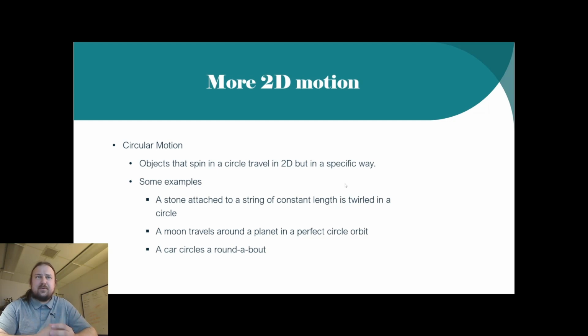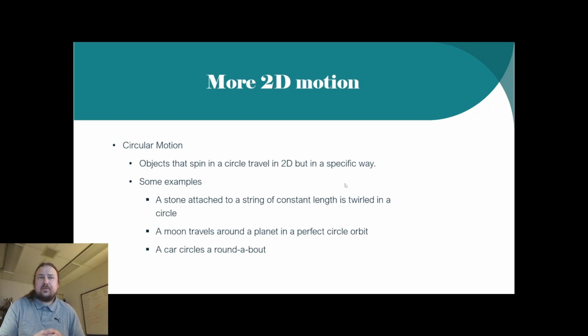So here's some examples. Your book calls it a stone. You tie a rock or a stone or a model airplane or something like that. You tie it to a string. The string has a specific length, and you twirl that around, and it looks like something that is being swung in a circle, a circular path.